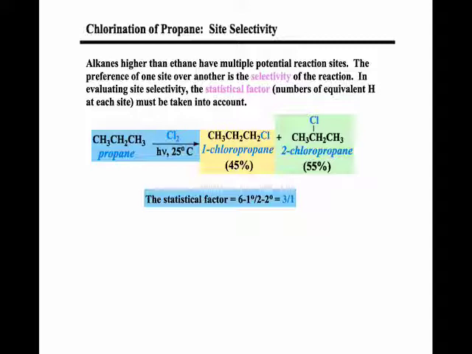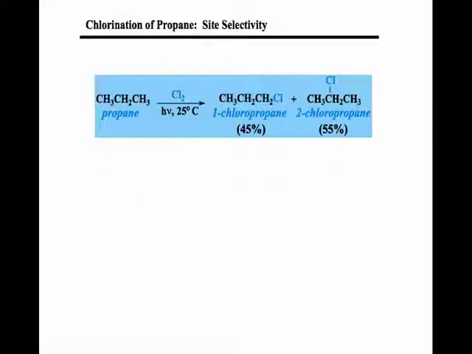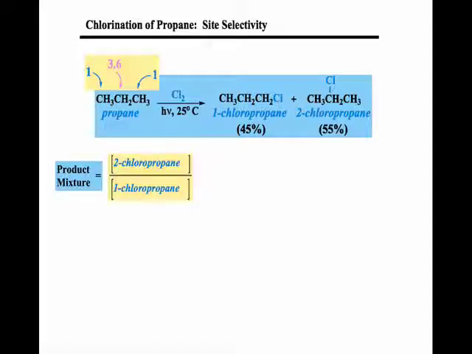But not all things are equal. The 2 types of hydrogen are not equally reactive. So she's going to figure out what the intrinsic reactivities of these 2 hydrogens are towards the chlorine radical, and she's going to calculate that for us. The calculation is actually quite simple. We know what the product mixture is. It's the concentration of 2-chloropropane over 1-chloropropane.